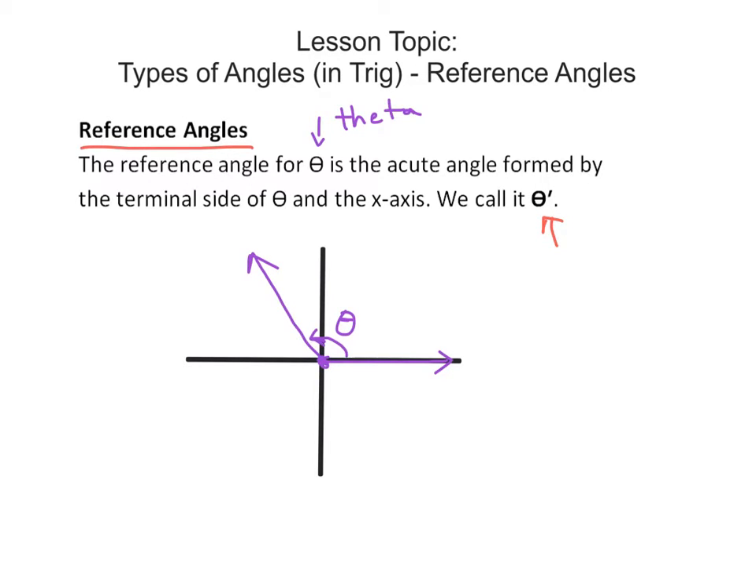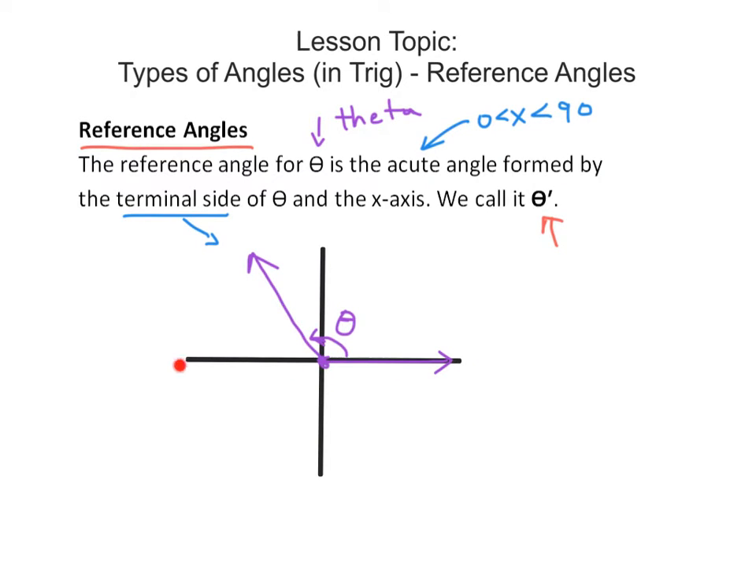theta and the x-axis. Let's remember first of all that acute is an angle, let's call it x, that is greater than 0 degrees but less than 90. So it's always going to be one of those smaller measured angles. And it is created by using the terminal side, which is the end ray, that one right there, the terminal side of our original angle theta, and the x-axis.